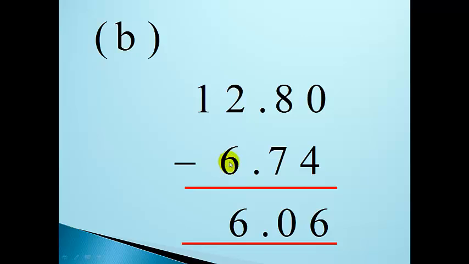Or when you subtract 6 from 2, because 6 is greater than 2, you borrow 1 from here, add it to 2, and that will give you 12, because the one you are borrowing is 10. So 10 plus 2 will give you 12. So still, when you subtract 6 from 12, you are still getting 6. And because you borrowed the 1, there is nothing there again. That means that 12.80 minus 6.74 is equal to 6.06.